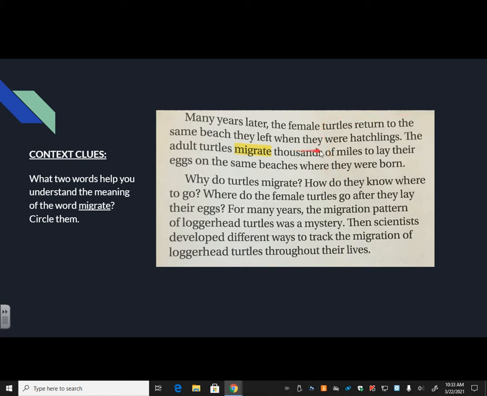These words, thousands of miles, tell me that they're going to be traveling. And this word migrate kind of means that they're traveling. They're traveling to where they were born. They're going back to where they were born to lay eggs on that same beach.